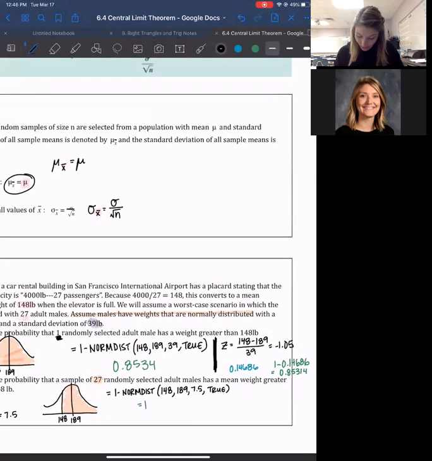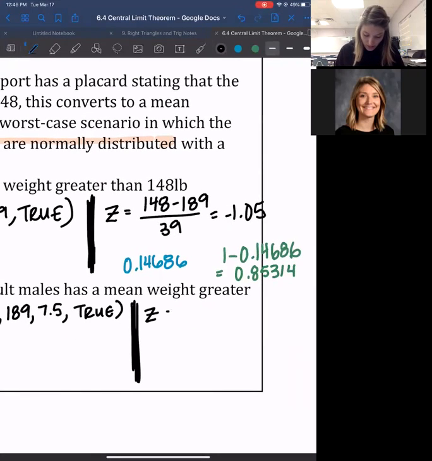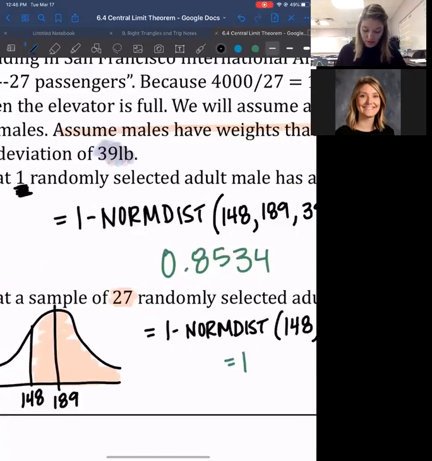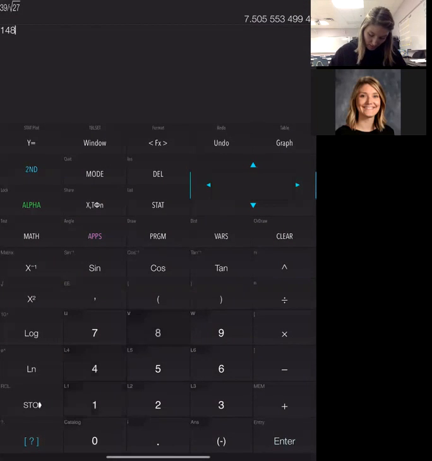Okay, so for those of you that are loyal to the table, I'll show you what you need to do here. We're still going to find a z-score. We're still going to do our value minus our mean, and now we're going to divide by our standard deviation. The nice thing is we've already done that. We've already taken our old standard deviation, divided it by the square root of our sample size, and we got 7.5. So I'm going to put 7.5 down here because that's my new standard deviation. So I'm going to do 148 minus 189 and divide that by 7.5. Okay, and I'm going to get negative 5.5.